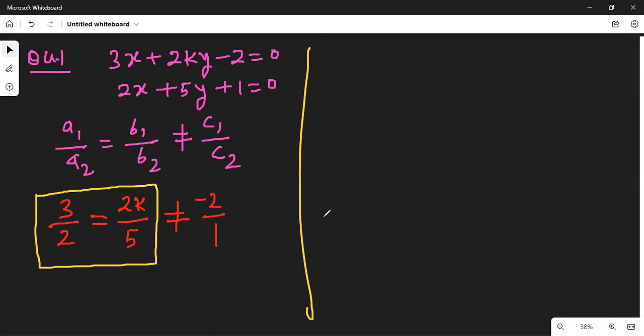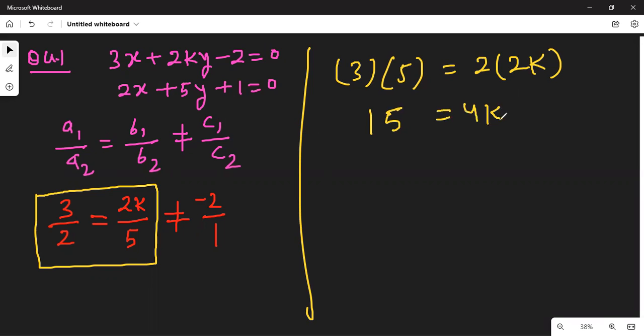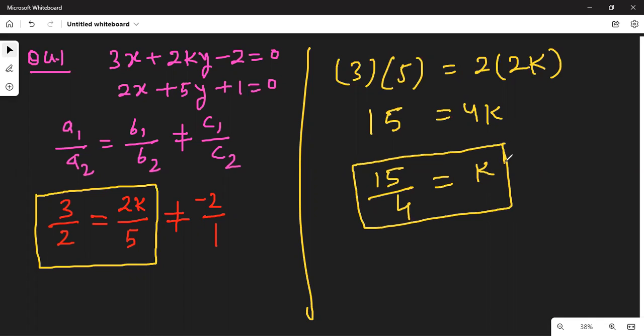So we can say 3 by 2 is equal to... rather, 3 into 5 is equal to 2 into 2k, cross multiplication. 15 is equal to 4k. And if 15 is 4k, you can divide both sides by 4. You get 15 by 4 is equal to k. You get the value of k. So when you present your answer like this, you have got 2 on 2 on question number 1.